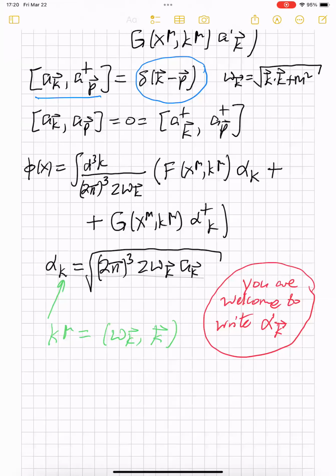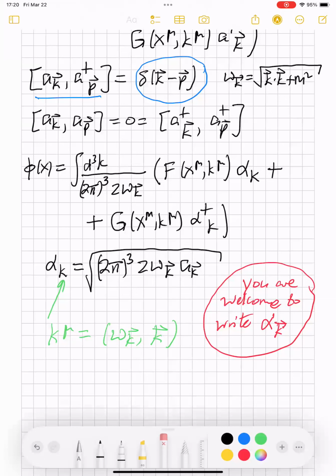Okay, so what's kind of interesting is, oh, sorry, that square root doesn't look very good. Let me just fix that. The square root is just the number up front, okay? The a_k is not under the square root. So take a look at this, okay?